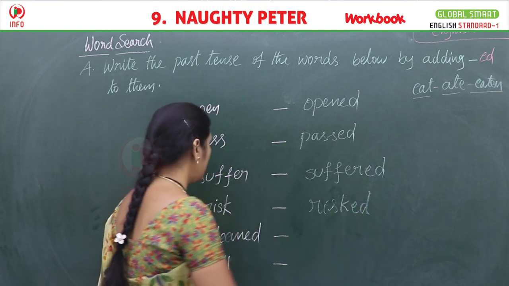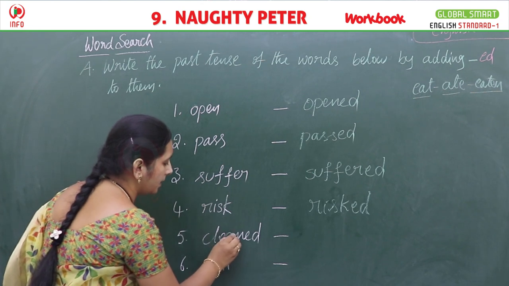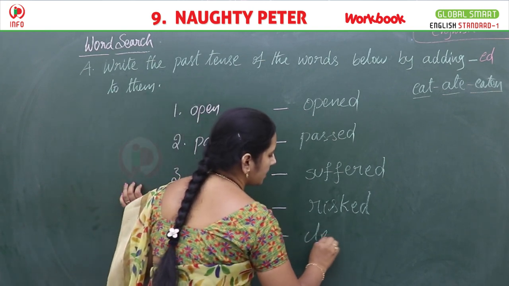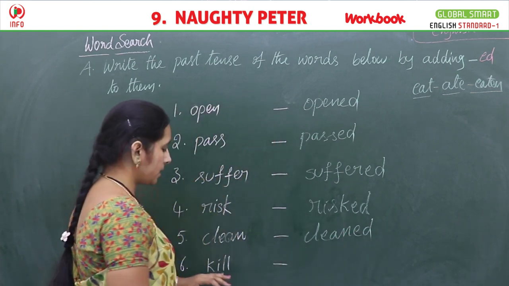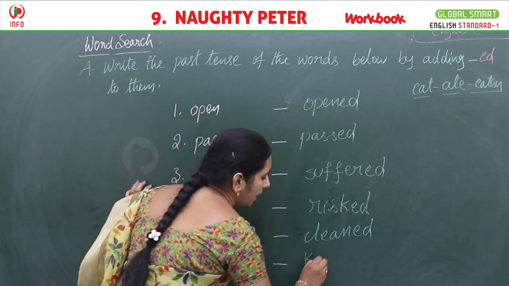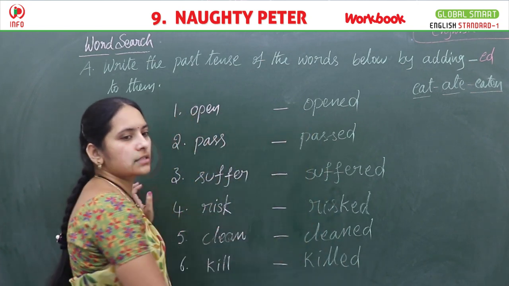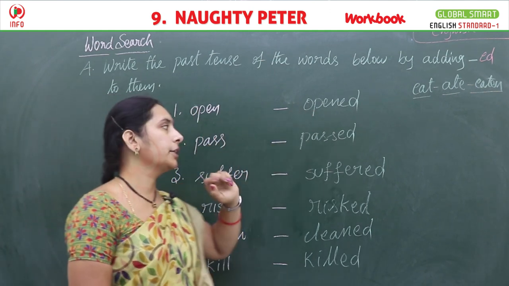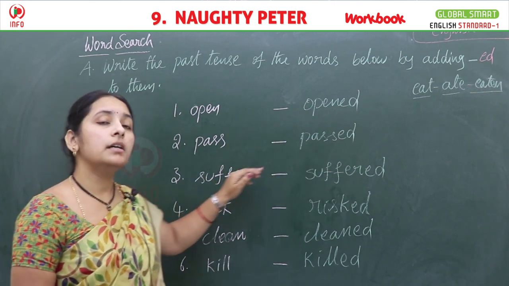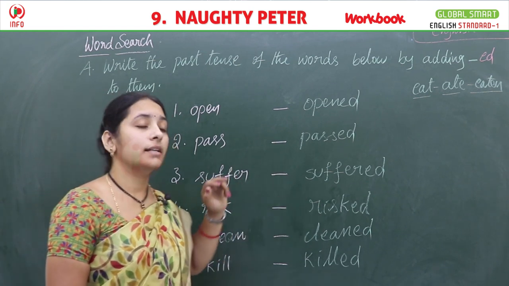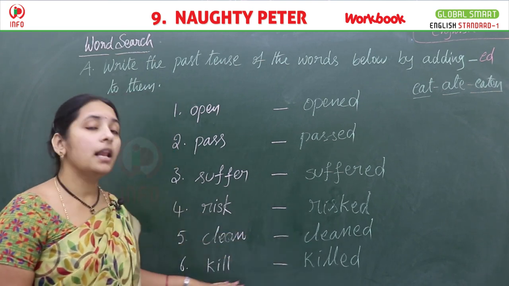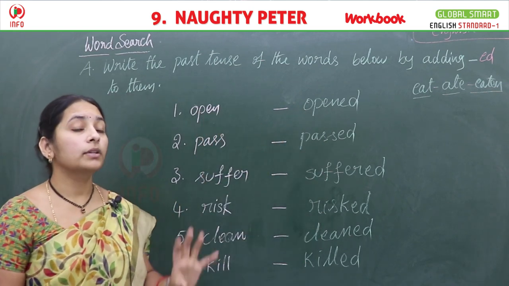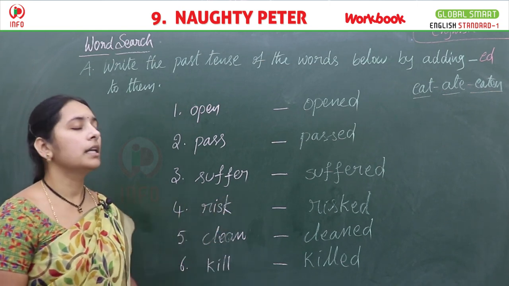Next one, see the next word, clean. Clean, cleaned. C-L-E-A-N-E-D. Cleaned. Next one, kill, killed. K-I-L-L-E-D. So for all these, just we have added E-D, then it became past tense. What are those? Open, tell me all of you. Open. Opened, good. Pass, passed. Suffer, suffered. Risk, risked. Clean, cleaned. Kill, killed. Okay, Nana. So these are present tense and past tense by adding just ed forms. So that limited words only they have given. Okay, so write and learn these words.